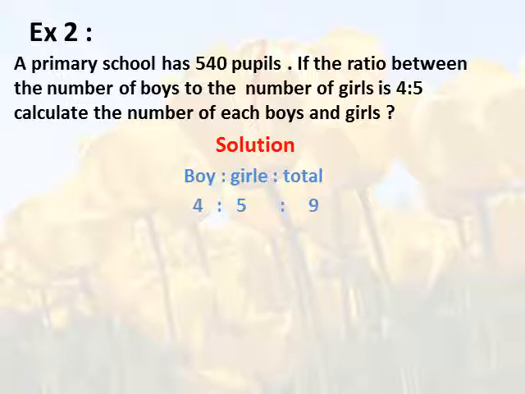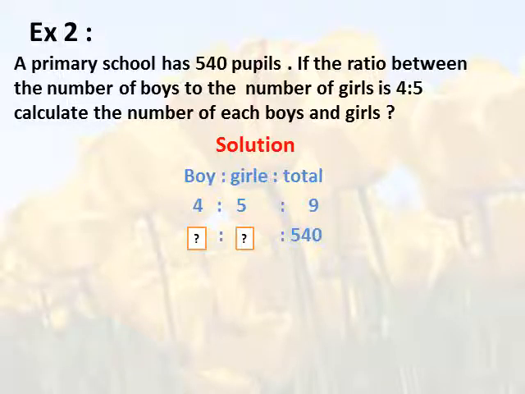The third term is the real value. I know the real value of the total, which equals 540. I will put 540 under the third term, the total. And for boys and girls, I don't know the real value or the number of boys or girls, so I will put a question mark under the boys and the girls.